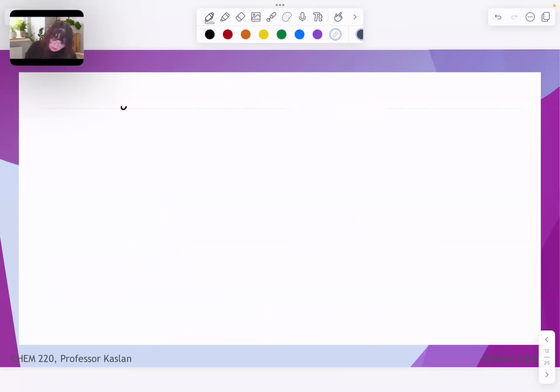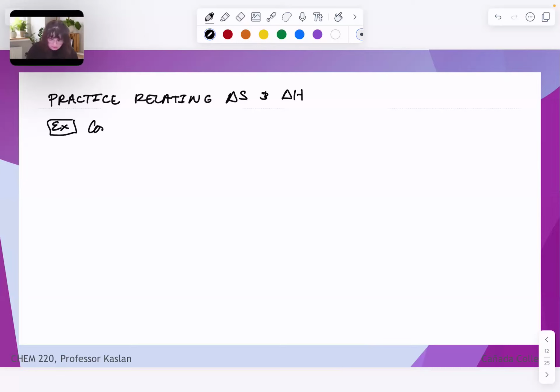And then let's call this slide practice relating enthalpy and entropy. So practice relating delta S and delta H. So for example, consider the combustion of propane.